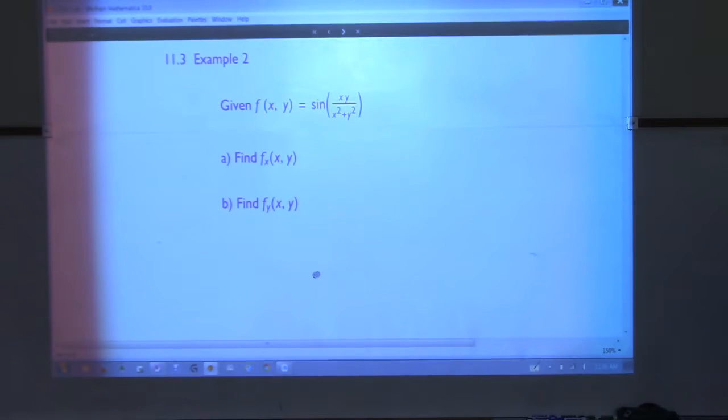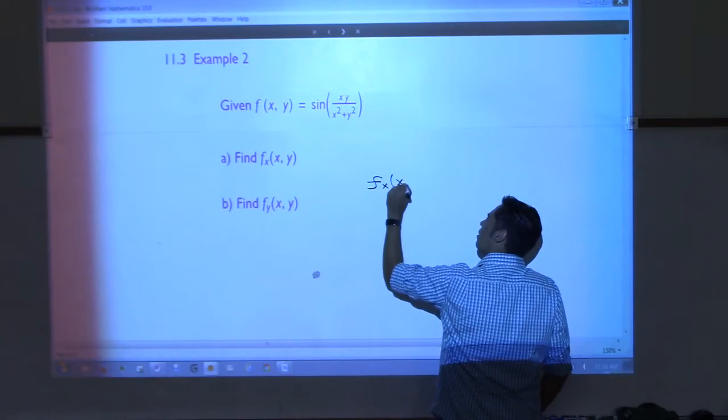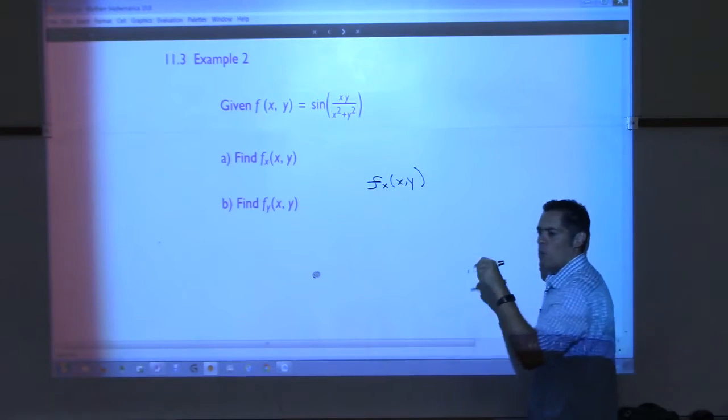All right, how about that one? I would just say, hey, why don't y'all try this? But this one's a little more involved, so I think we should work through it. I'm going to first try and find the partial of f with respect to x, which means I'm treating y as a constant.